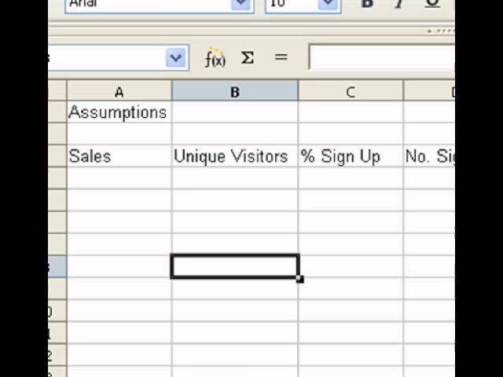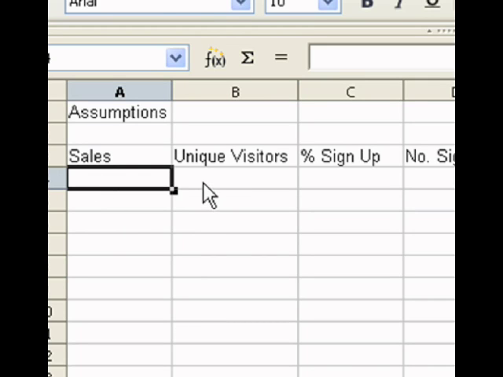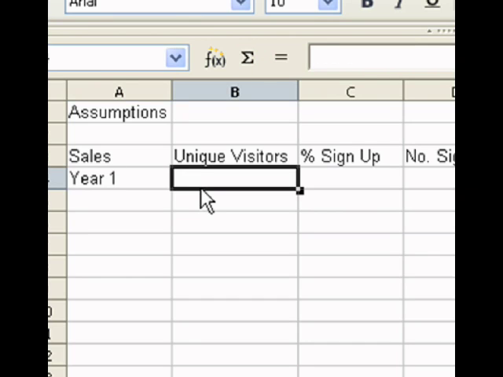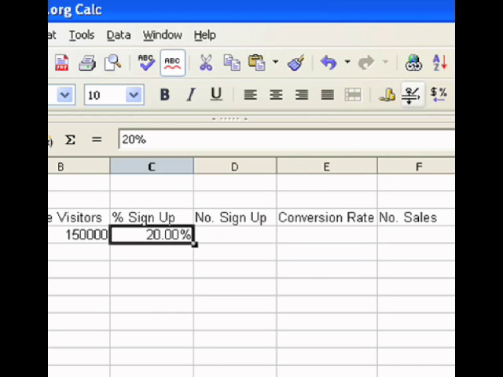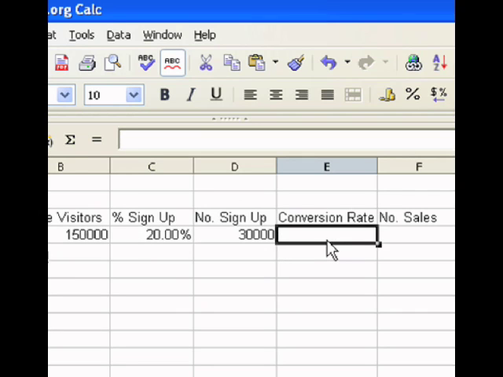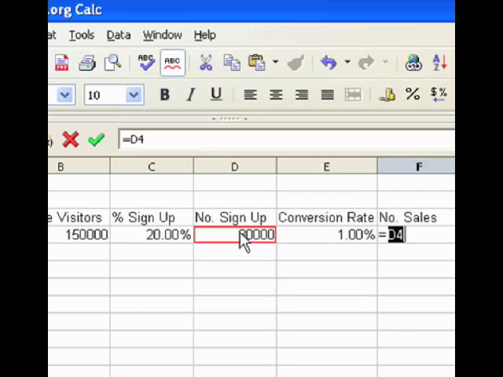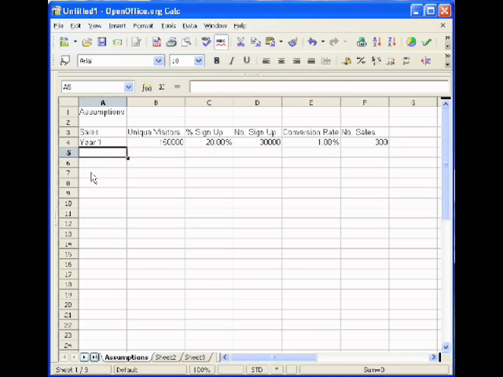Okay, so we'll fill in the figures for year one. This example, we estimate 150,000 unique visitors. Use Google Traffic Estimator, Word Tracker, and so on to work this out. Don't pick the figure out of thin air. We reckon 20% will sign up to a mailing list. So we have 30,000 who sign up to a mailing list. Our conversion rate will be 1% of the 30,000 who signed up to a mailing list. And this will help us work out our sales figure, which is 300 units in year one.